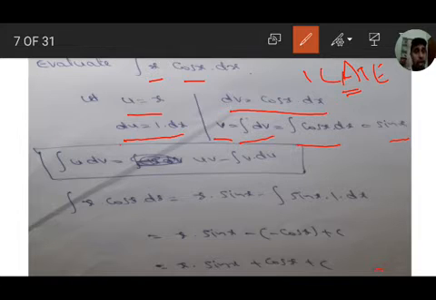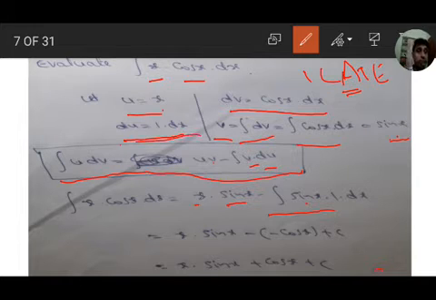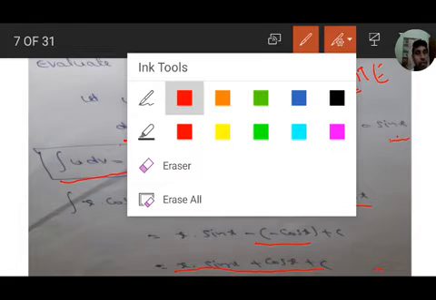Then the formula: integration of u into dv equal to uv minus integration of v du. So substitute: u means x into v means sin x, minus integration of v means sin x into du means 1 into dx. So x into sin x, integration of sin x is minus cos x, and minus of minus cos x is plus. So x into sin x plus cos x plus c. This is the answer.